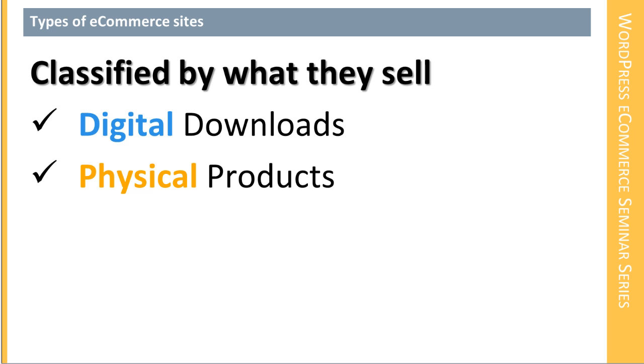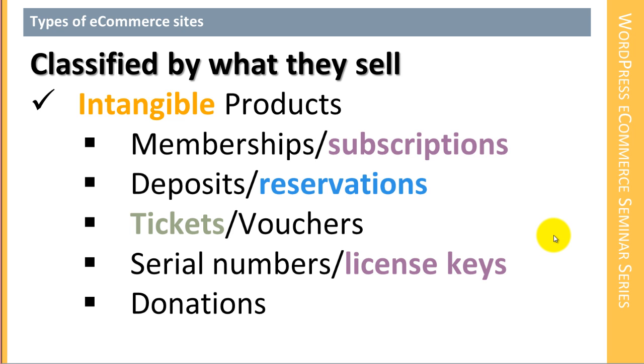And so first off, we're going to talk about e-commerce sites based on what they sell, because you can classify e-commerce sites that way. Some e-commerce sites only sell digital downloads. Some only sell physical products. Some sell intangible products, and intangible products include things like memberships and subscriptions, or deposits and reservations for maybe events, or for booking rooms, or that sort of thing.